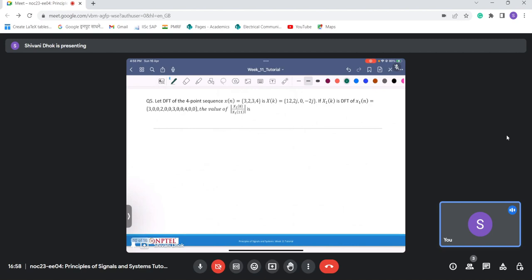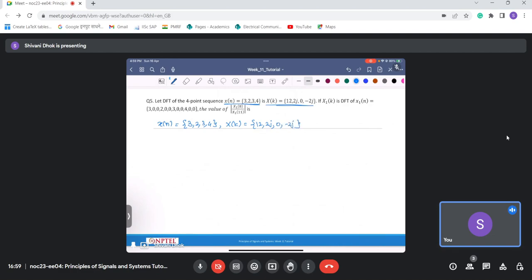This was also asked in GATE. I should have mentioned the year. Anyways, what we have been given is a 4-point sequence. This is xn and its 4-point DFT is given to us. So xn is 3, 2, 3, 4 and xk is 12, 2j, 0, minus 2j. This is given to us.